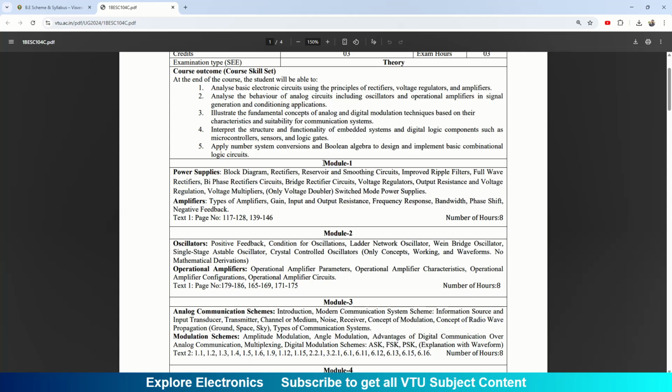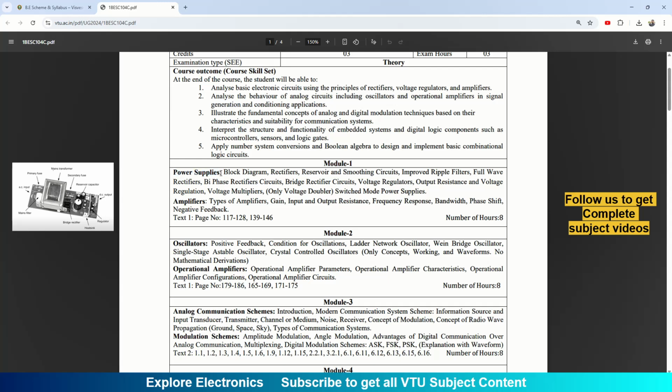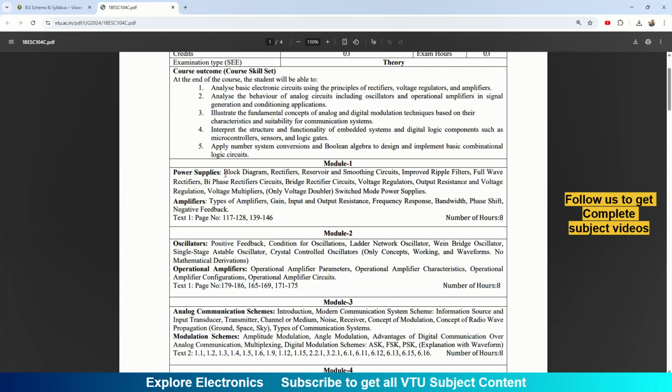Now if you look at it, module 1 is Power Supplies and Amplifiers. It starts with power supplies, meaning you should understand what a power supply looks like and what devices are present inside an adapter, where you get a DC output from an AC signal. That is the block diagram, rectifiers, reservoir smoothing circuits, improved ripple filters, full wave rectifier, biphase rectifier, bridge rectifier. All the rectifiers are covered here. Then voltage regulator, output resistance, voltage regulation and voltage multipliers are also given. Only the voltage doubler, and switched mode power supplies, is the first chapter.